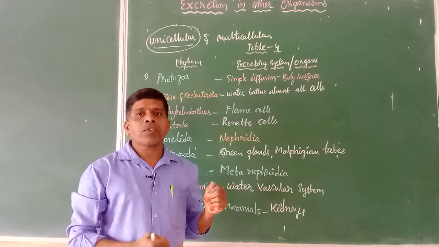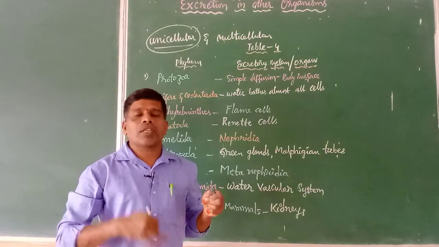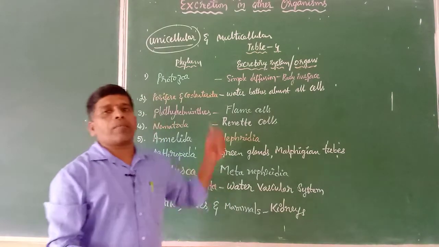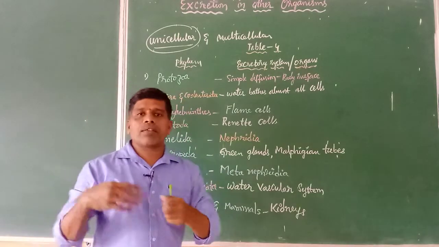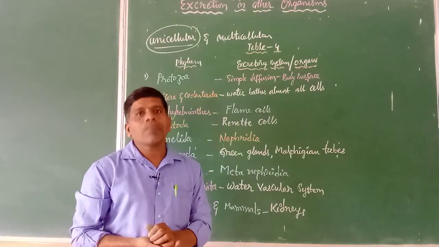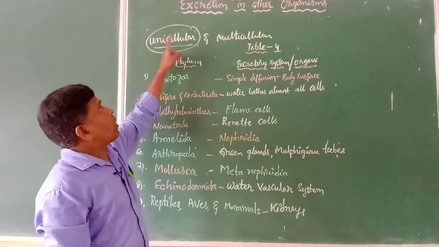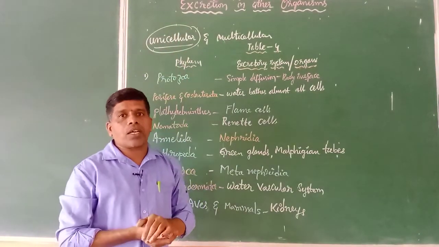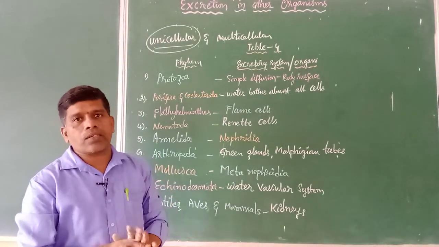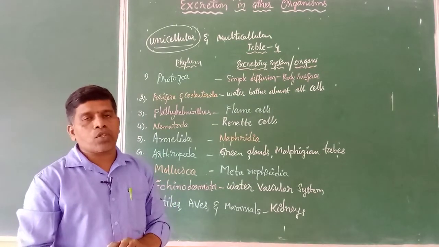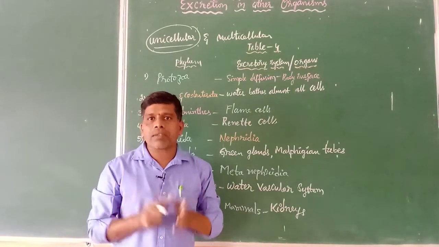In unicellular organisms, all the different life processes occur, whether it is digestion, reproduction, respiration, or excretion. All of it takes place in the microorganisms as well as in the highly developed multicellular organisms. But coming to the excretion process in the microscopic organisms, a very simple process is followed. No special type of excretory organs are developed.